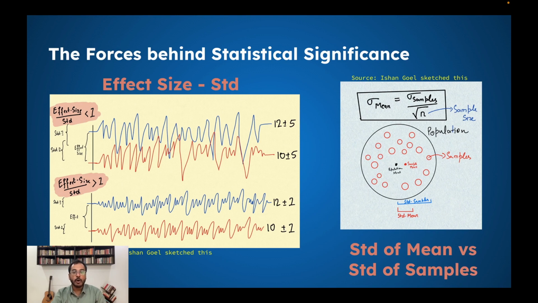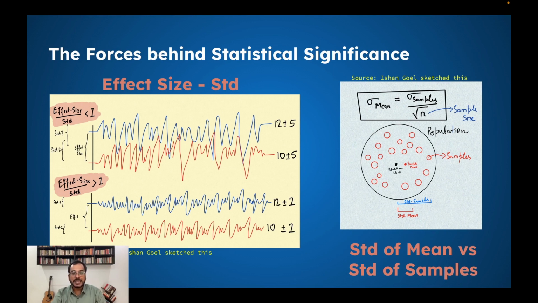In the case below, this fluctuation is not 5 but 1. So it's 12 plus minus 1 and 10 plus minus 1. So this fluctuation is what we call in statistics the standard deviation. And it is a crucial parameter of the data itself. So some variables fluctuate much more, some variables fluctuate much less.